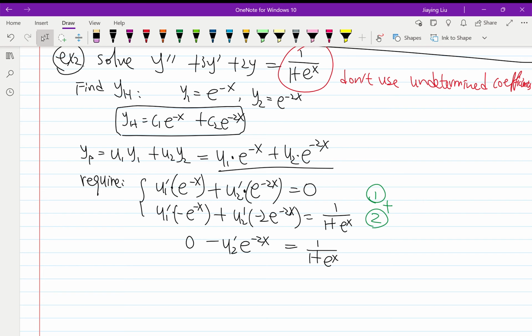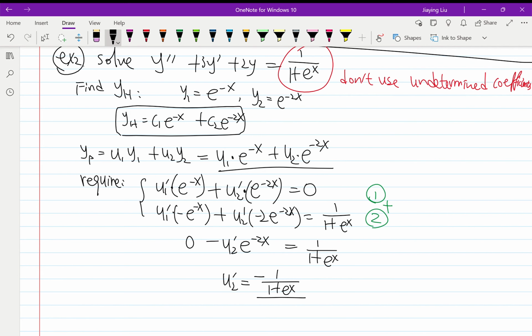So I'm going to solve for u2 prime. I don't have to worry about the 0, so I'm going to divide by negative 1 and divide by e to the negative 2x. So u2 prime equals 1 over 1 plus e to the x. So when I divide by negative 1, it's just negative. So this negative goes to this side, it's still the negative. But when I divide by e to the negative 2x, it becomes multiplied by a reciprocal. So really just flip the negative sign, make it positive.